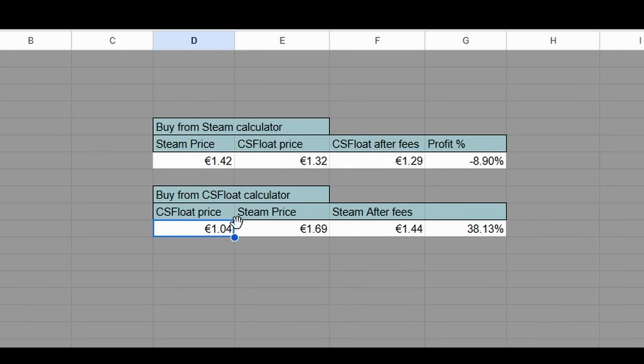So the €1.04 you made on CSFloat, you made it into €1.29 now. And this is, of course, a really low number. You could go in bulk and find different items. But basically you've made like 20% just from waiting a week. And this is basically what arbitrage trading is.